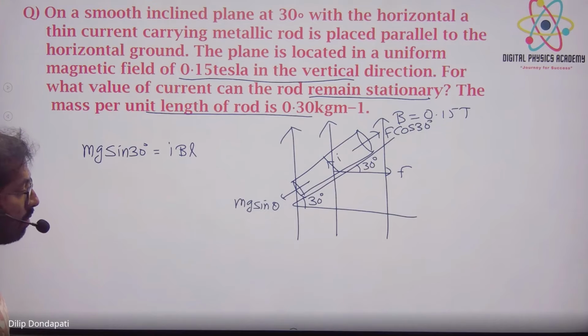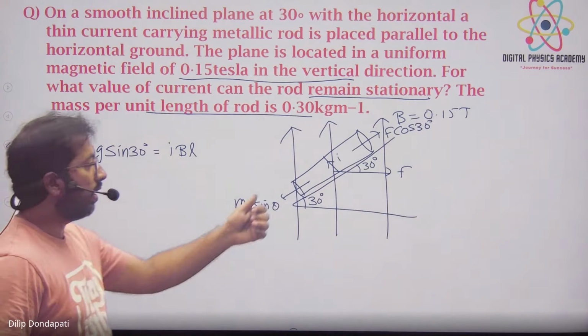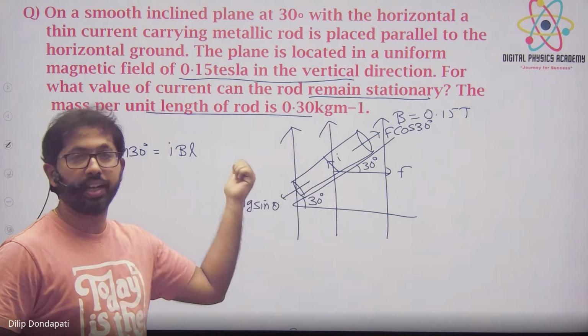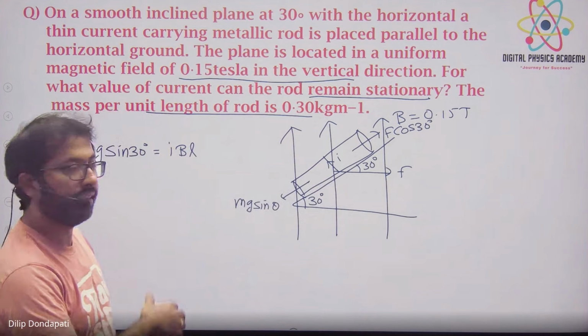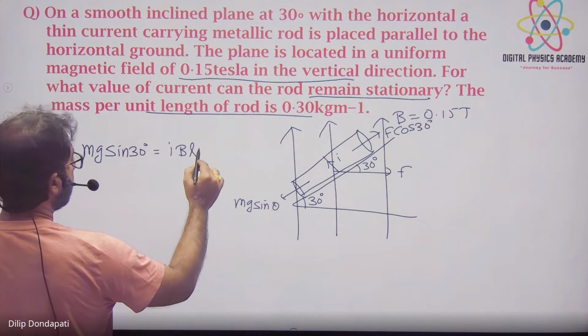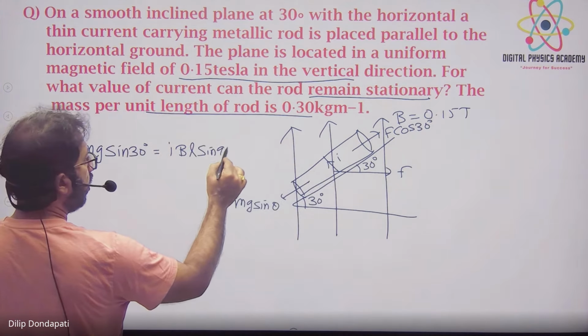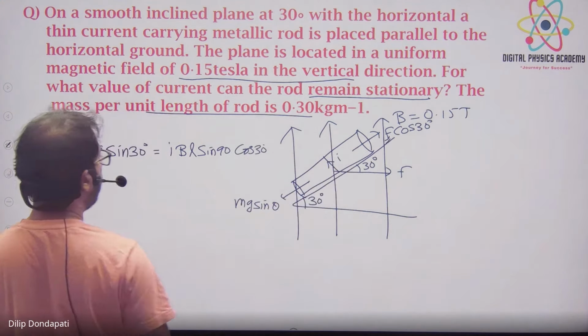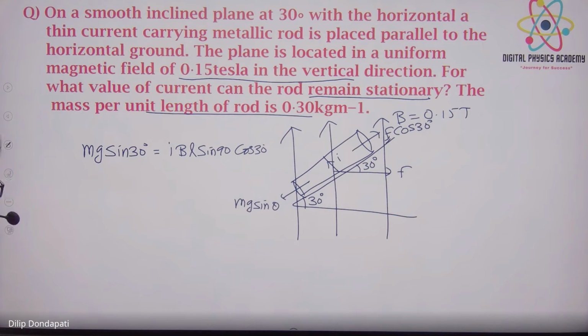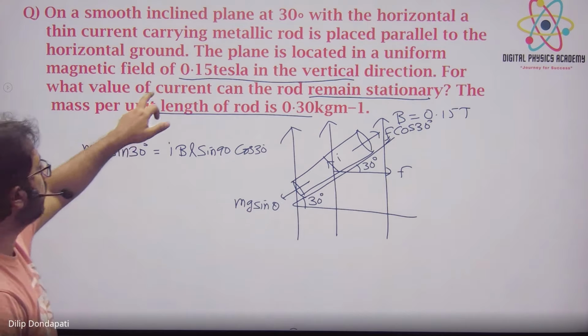So the length of the wire should be taken along the current direction. Current direction is going into the page, so the angle is 90. So IBL sin 90 into cos 30. In place of F, I put this. Now equate and try to find the value of current, I. I find 2 by root 3 L.